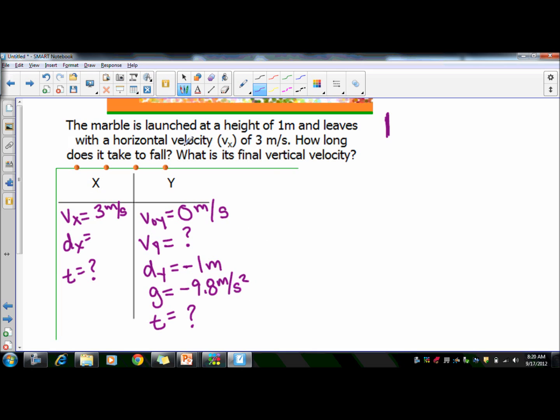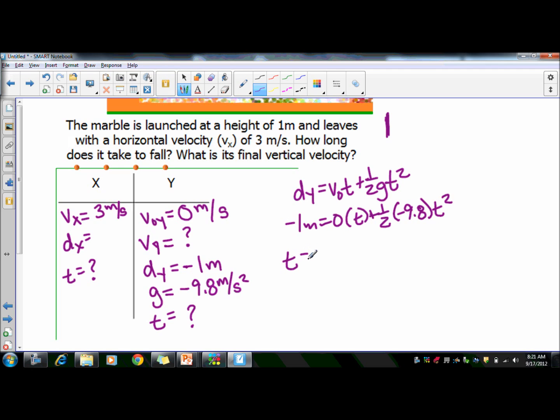So now, to find how long it takes to fall, in the horizontal, we only have one number. We can't solve this for time because we don't have a dx. So we'll have to use the vertical to solve for time. Then we can solve for the vy. You should notice it's exactly the same equations: dy equals V naught y t plus 1/2 g t squared. And when you plug everything in, it looks identical to the dropped object. Oh my gosh, it's amazing. You're going to get the exact same time. So time is 0.452 seconds. Same time for a dropped object as for one that's launched horizontally.